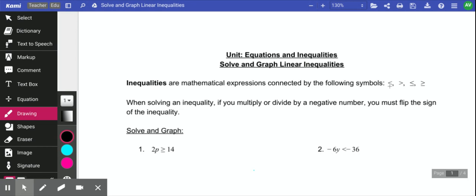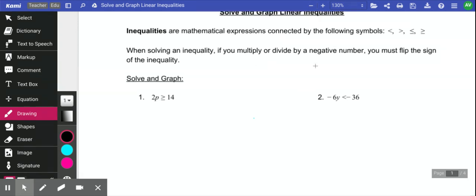This is less than, this one is greater than, this one is less than or equal to, and this one is greater than or equal to. When solving an inequality, you can multiply or divide. If you multiply or divide by a negative number, you must flip the sign of the inequality. But if you don't multiply or divide by a negative number, you do not flip the inequality.